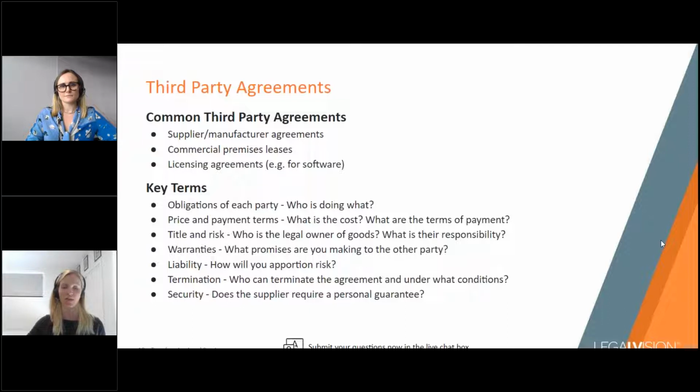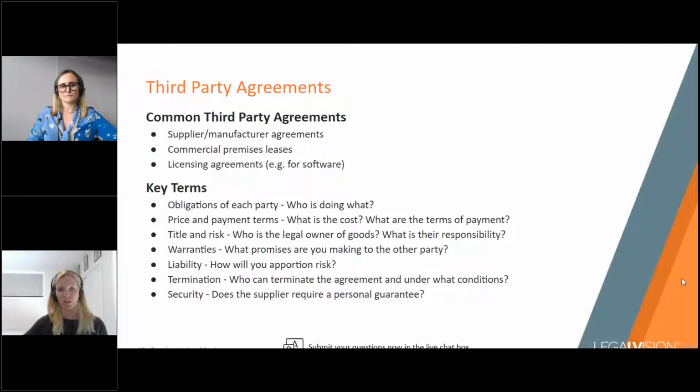It's really key that you are aware of how long you're locked into these kinds of agreements for, because obviously your payment requirements are going to continue under those agreements. And then security. Does the supplier or your manufacturer require a personal guarantee from you? This is quite common, and often you would see these in a commercial premises lease, where the company, for example, is the tenant, and then the landlord requires a direct guarantee in support of the tenant's obligations under the lease.